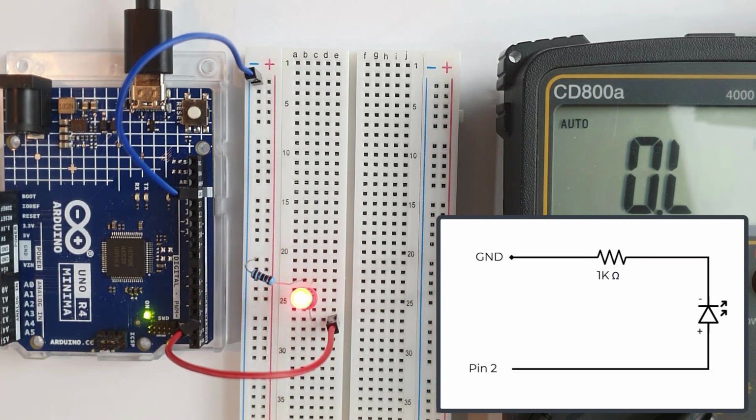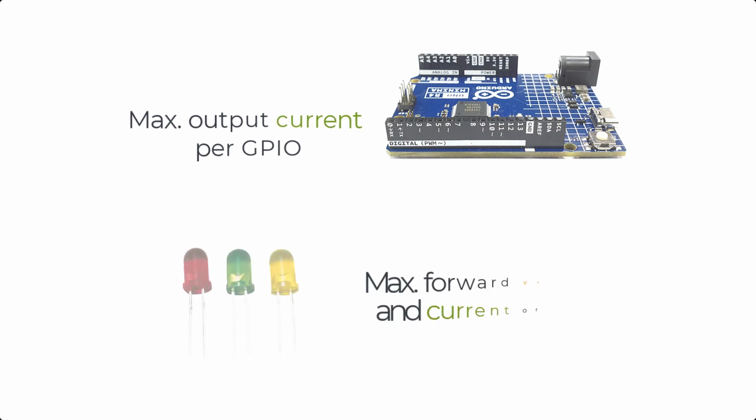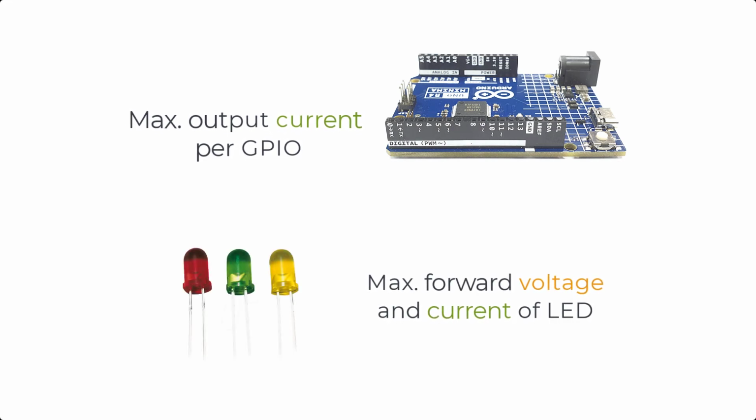To answer this, we need to know 2 important pieces of information: the maximum output current your Arduino UNO R4 board can produce per digital pin, and the maximum forward voltage and current ratings of your LED. Yes, LEDs have their own voltage and current ratings. Depending on your LED size and color, this information may vary.